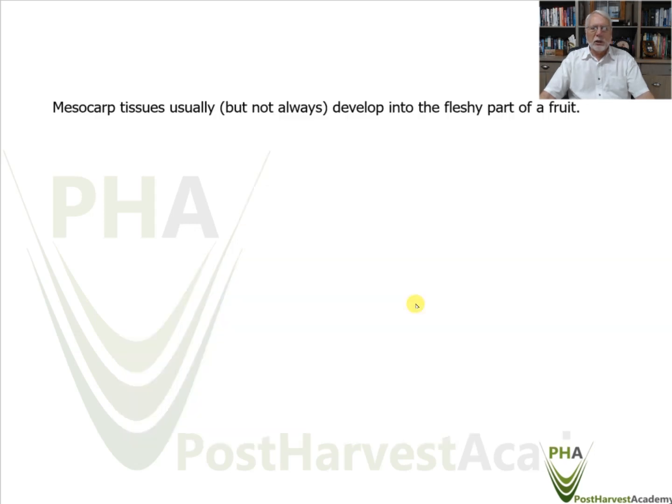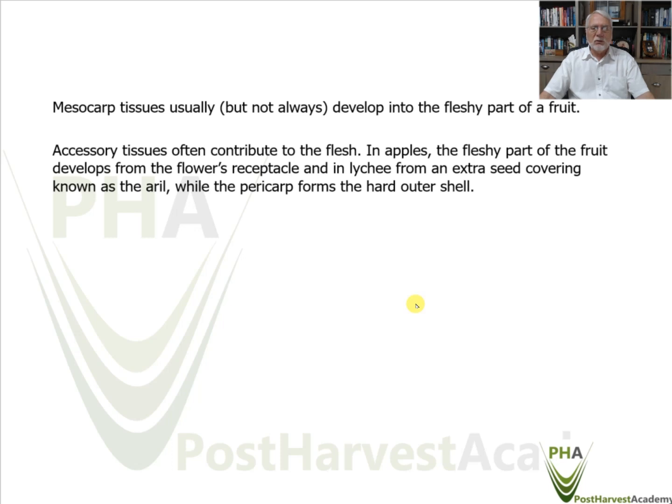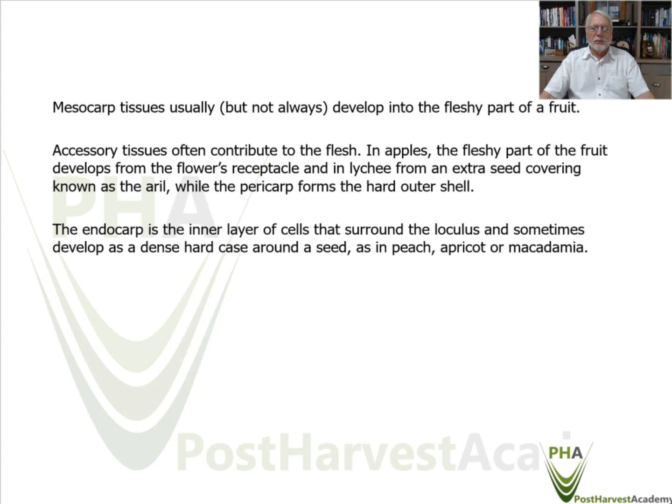Mesocarp tissues usually develop into the fleshy part of a fruit. However, this is not always the case. Accessory tissues often contribute to the flesh. In apples, the fleshy part of the fruit develops from the flower's receptacle, and in lychee from an extra seed covering known as the aril, while the pericarp forms the hard outer shell. The endocarp is the inner layer of cells that surround the locules and sometimes develop as a hard, dense case around the seed, as in peach, apricot and macadamia.